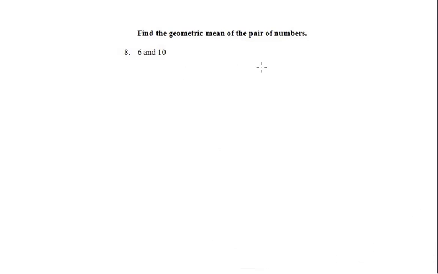Geometric mean. We have to remember, all we have to remember in a geometric mean is we have a over x is equal to x over b. And we're simply going to cross multiply that to get our geometric means. So this would give me a times b, ab equals x squared.